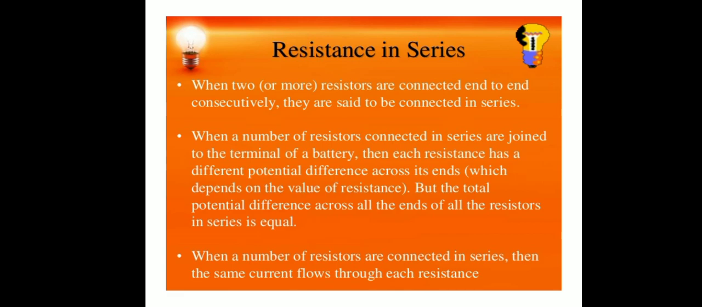A number of resistors are said to be in series if they are connected end to end such that the current flowing through each resistor is the same and the potential difference across the combination is equal to the sum of the potential differences across each resistor, that is V is equal to V1 plus V2 plus V3 and so on. That means in case of series, the same current flows through each resistance, whereas the potential difference across each resistance is different as per Ohm's law.